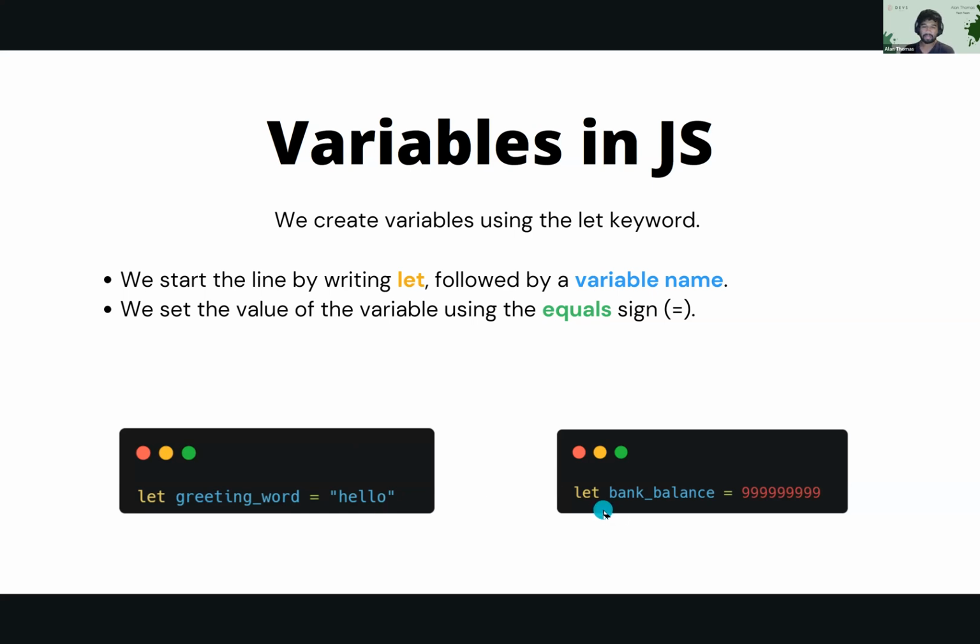As another example, here we have another variable. We start the line with let, and then we give it a variable name, in this case, bank balance. And we're assigning it the value, this huge number, using this equal sign. Now, the equal sign just means, hey, I want to assign this variable this value.